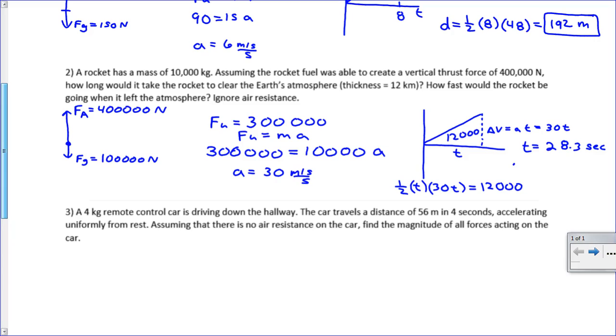And then you can find the change in velocity here as well. Change in velocity equals 30 times 28.3. You multiply that together, and because the initial velocity is 0, you end up getting that your final velocity is 849.